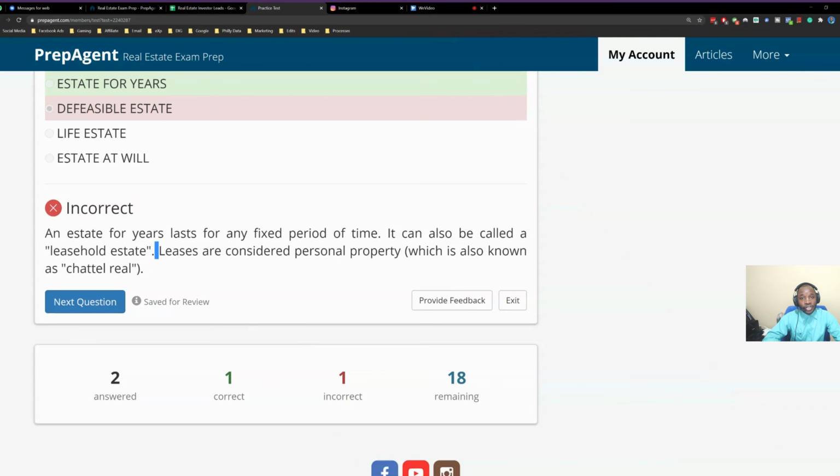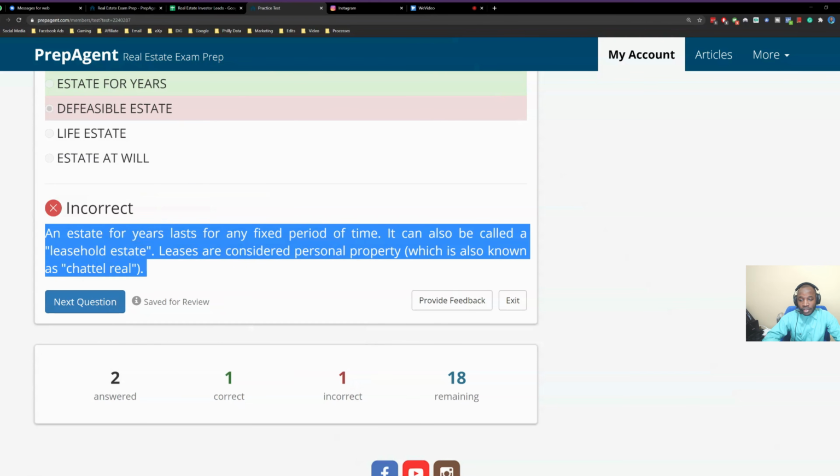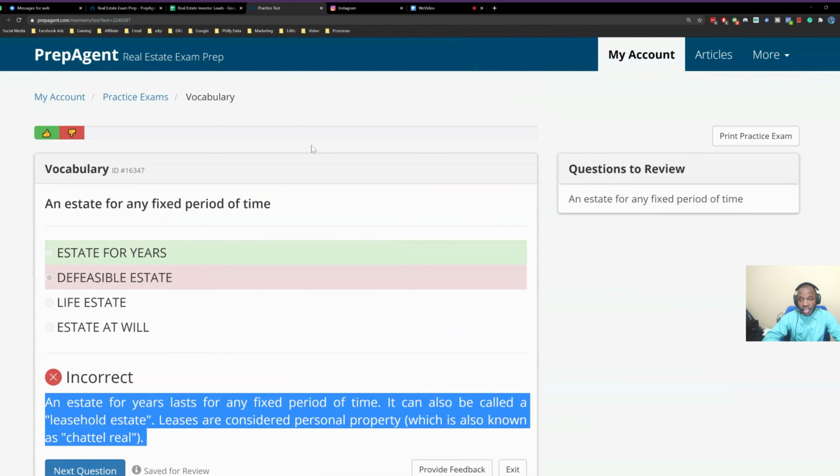This is a cool thing because when you're taking the real estate exam, they don't tell you what the right and the wrong answers are. So this is one thing I also appreciate about Prep Agent.